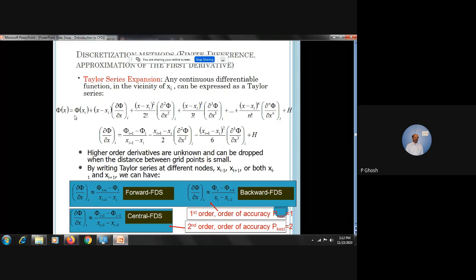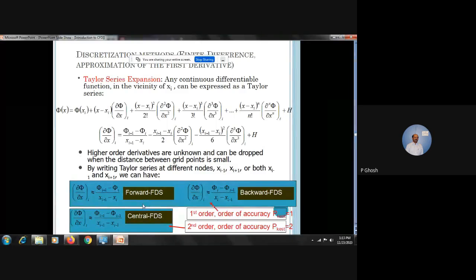Now if you write the Taylor series expansion, like this traditional Taylor series expansion, you can find the first derivative dφ/dx at the ith point as (φ_{i+1} − φ_i)/(x_{i+1} − x_i), that means the delta x between the two values. This is the forward difference. It is applicable when you know the next value, φ_{i+1}. When you don't know that but you know the backward value, you can do a backward difference, φ_i minus φ_{i−1}.